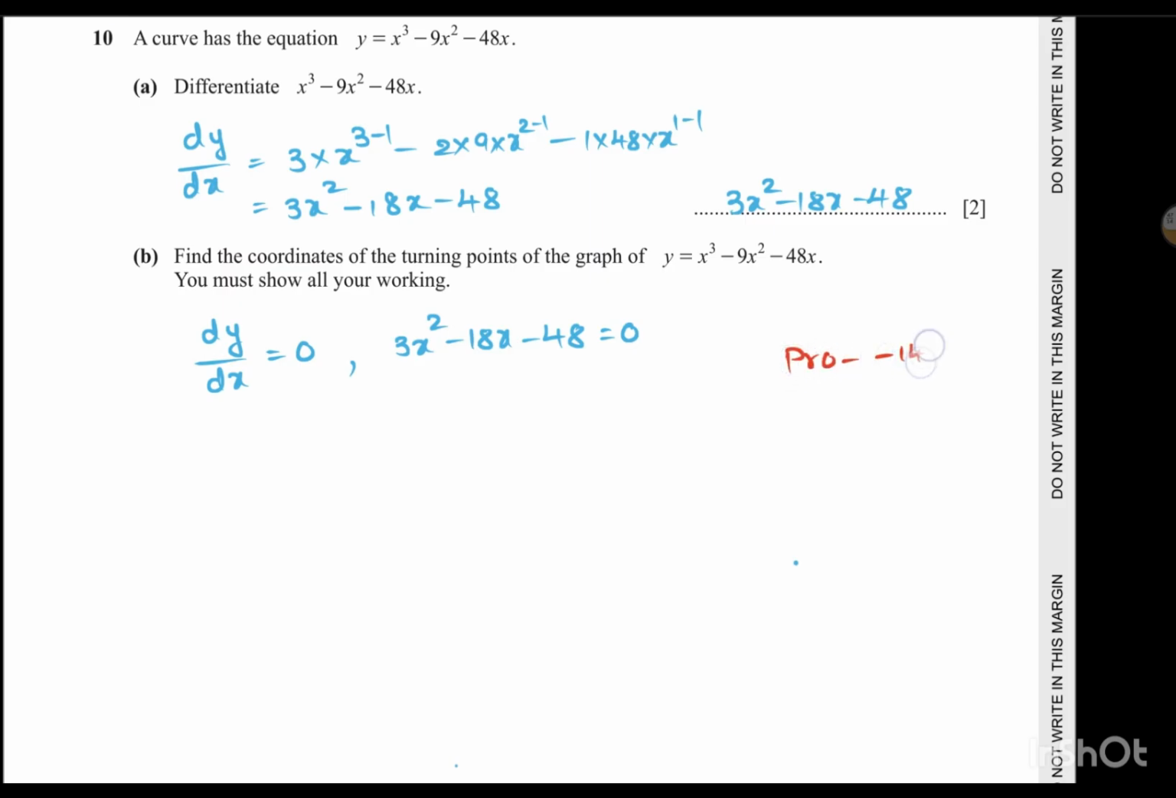Negative 144, and the sum should be minus 18. So the two numbers for this will be... let me find the prime factorization of 144. 2 into 72, 2 into 36, 2 into 18, 2 into 9, 3 into 3.